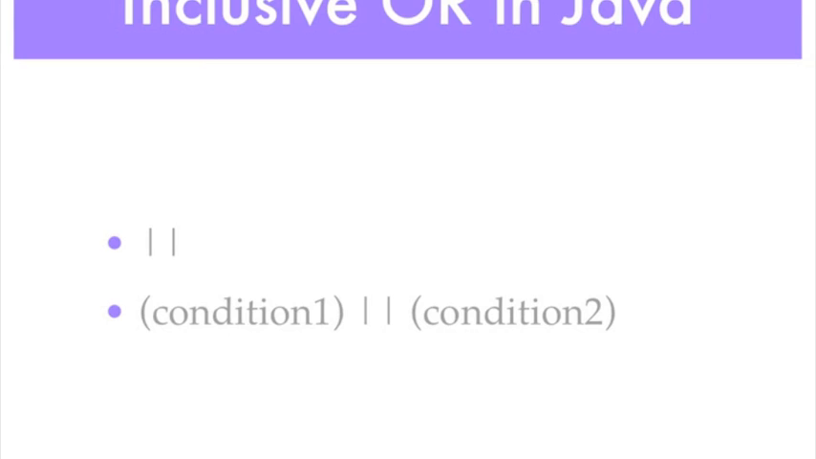In Java, the inclusive or is symbolized by the double pipe, and that's above your backslash on the keyboard. And so I would write my statement to be, is condition 1 true or is condition 2 true? And this is my inclusive or. So if either condition 1 or condition 2 or both are true, I evaluate to true. Otherwise, I evaluate to false. That is, both condition 1 and condition 2 are false.